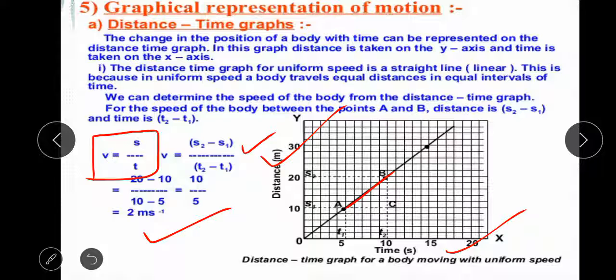Now if you have to check whether this is uniform or not, then go for the next point, that is 30 and 20. For 30 and 20 the difference is the same, 10, and similarly the time difference, 15 and 10, will be the same, 5. Again you will get 2 meter per second. Hence it proves that this is a graph for uniform motion.